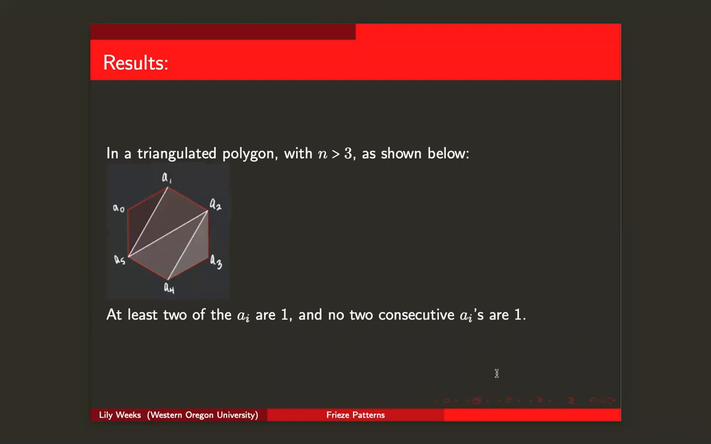Our second interesting result is in a triangulated polygon with n greater than 3, as shown below. At least 2 of the A sub i's are 1, and no 2 consecutive A sub i's are 1. This is really interesting, and the proof is pretty long, so I encourage you to check it out in the paper, but we do not have time for it here today.